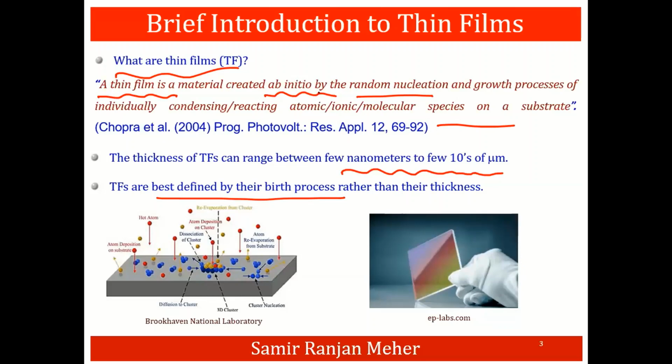So the growth has to start ab initio. That means atom by atom or molecule by molecule, the growth process has to occur. Only then can we observe the exotic properties exhibited by the thin films. And as the birth process suggests, the thickness of the films can range between a few nanometers to a few tens of micrometers.